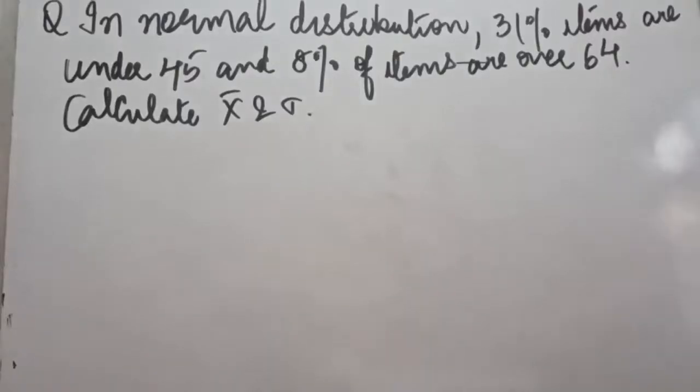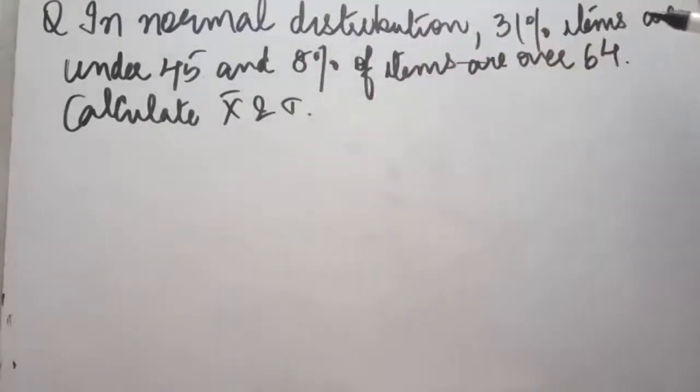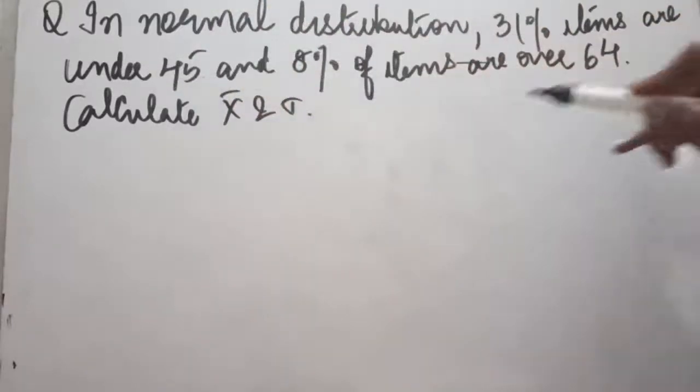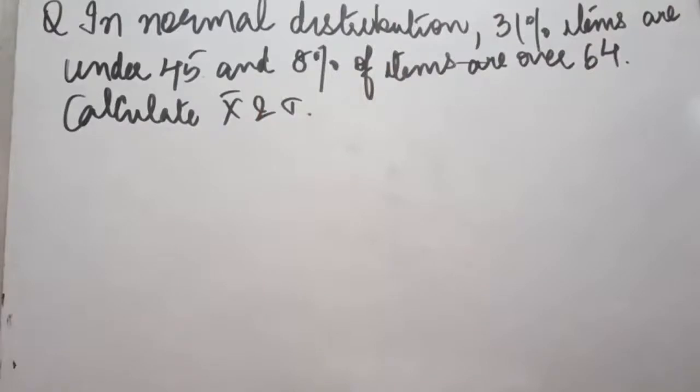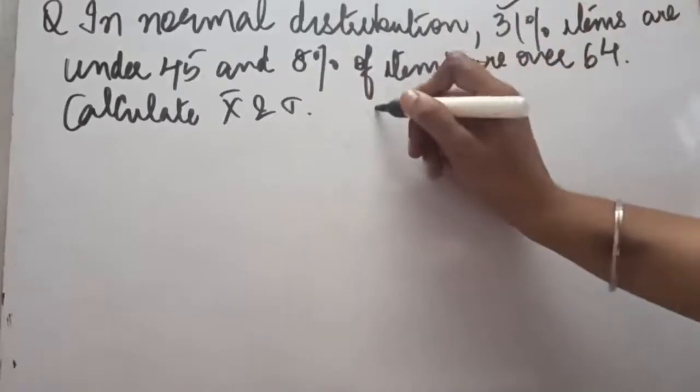Now this is a question of normal distribution in which it is told that in normal distribution 31% of the items are under 45 and 8% of the items are over 64, and we have to calculate mean and standard deviation. So two lines are important here. 31% items are under 45.